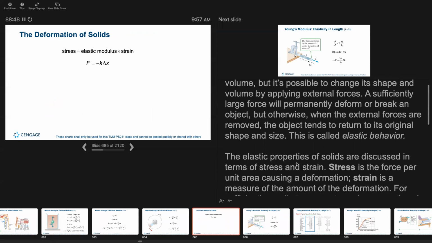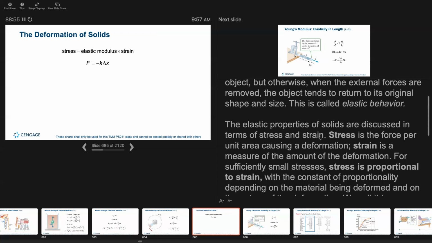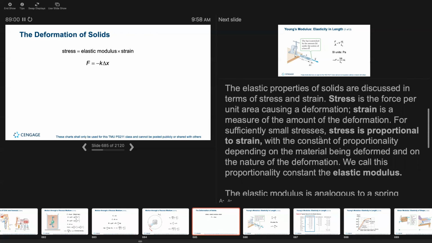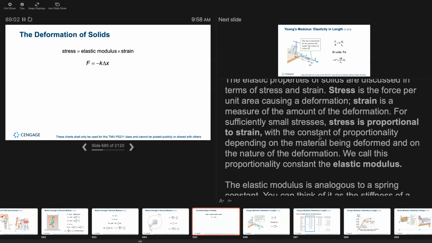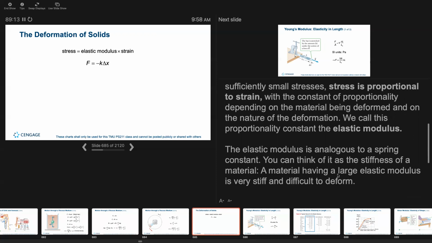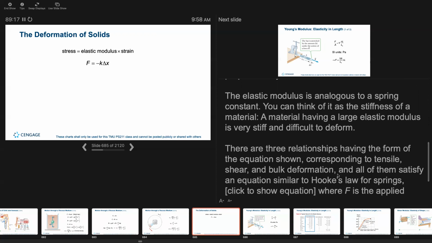The elastic properties of solids are discussed in terms of stresses and strains. Stress is the force per unit area causing a deformation. Strain is a measure of the amount of the deformation. For sufficiently small stresses, stress is proportional to strain, with a constant of proportionality depending on the material being deformed and on the nature of the deformation. We call this proportionality constant the elastic modulus. The elastic modulus is analogous to a spring constant.